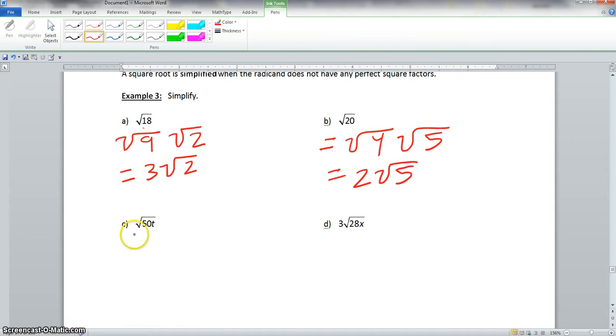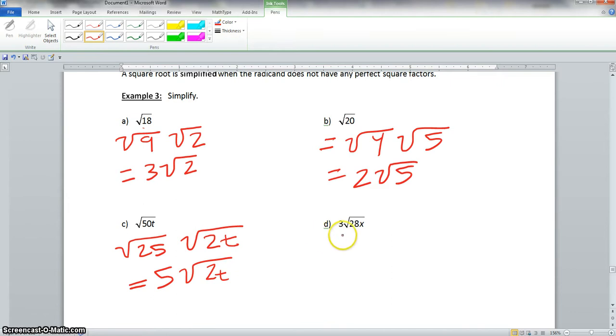Now we go down here to C. We have the square root of 50t. We know the highest perfect square in 50 is 25. So in our other square root, we will have 2 left from the 50, and there's no perfect square in t, so we'll write the t here. The square root of 25 is 5, and we bring down our square root of 2t. And we're done.